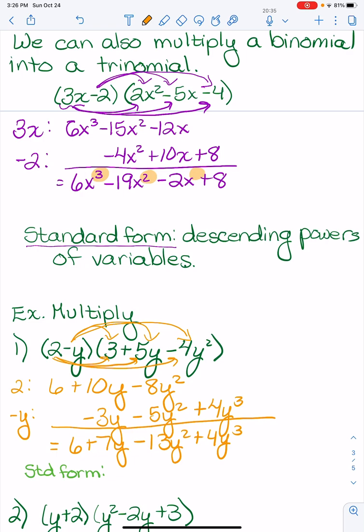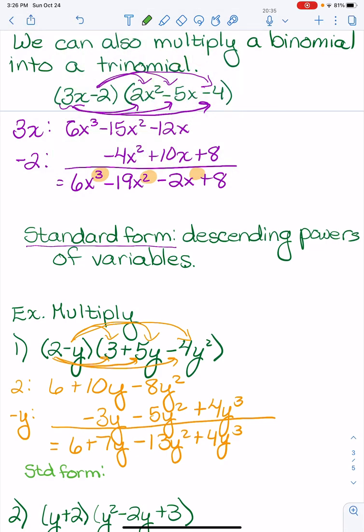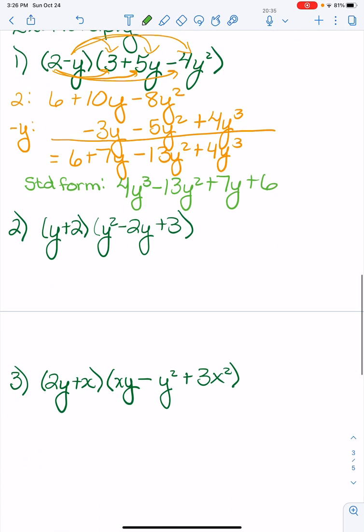Now that's not standard form. If you notice, the highest power of y is the last term. If I were to want to write it in standard form, I would just turn it around. I would say 4y cubed minus 13y squared plus 7y plus 6. And that's standard form. All right, 2 more.